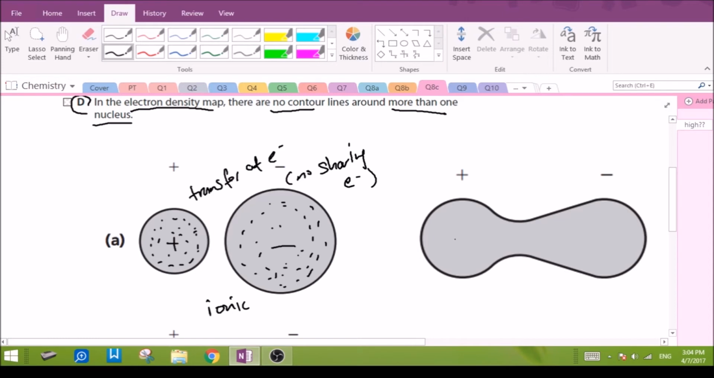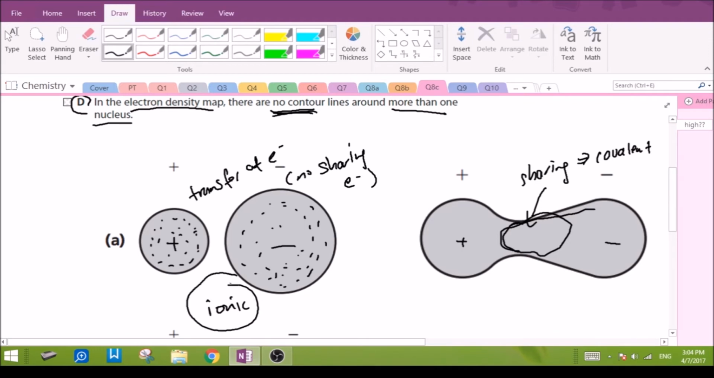So contrast that to the one on the right side. We will see that there is some sharing of electrons across more than one nucleus. They are shared between the two nuclei, and if they're sharing across more than one nucleus, it is an indication it has a semblance of a covalent nature to a certain degree. Since there are no contour lines being shared, no electron clouds being shared across nuclei, it is an indication that it is ionic.